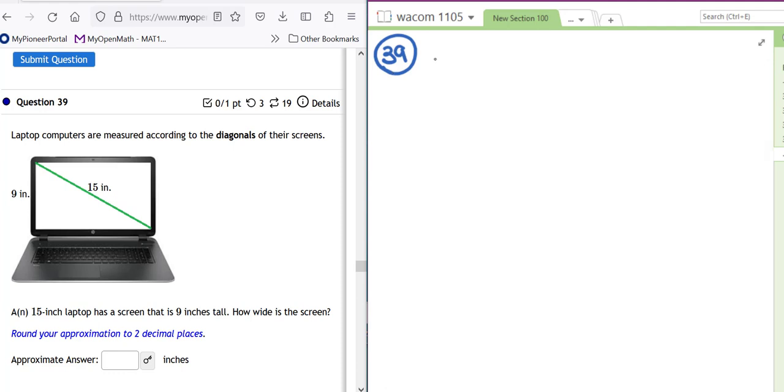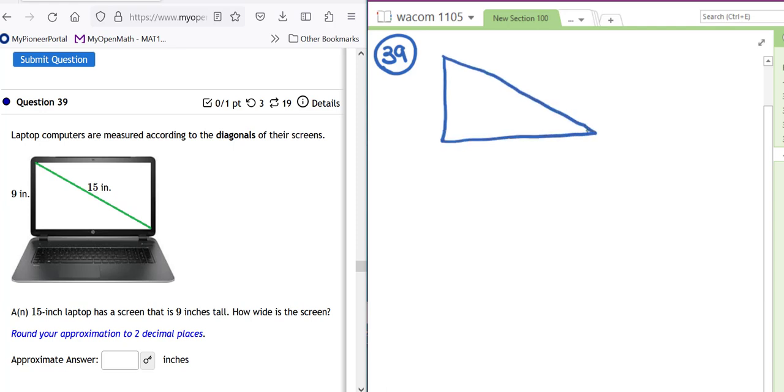So they're only looking at half of this rectangle. They are looking at this piece. All right, and here's your 15, which they gave you, and they gave you 9, and they want you to find this length. Right? This is Pythagorean theorem.